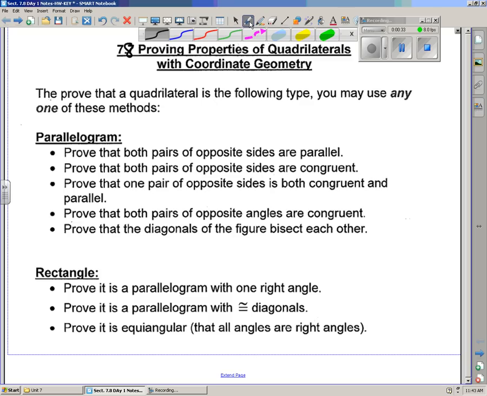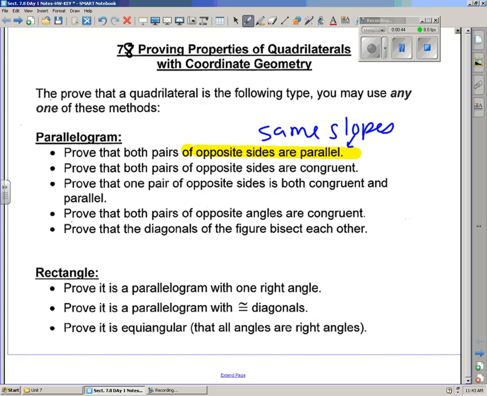And if you're trying to prove opposite sides parallel, well, you should recall that in terms of our formulas, if you have the same slopes, you know lines are parallel. So to find parallel lines, you're going to look for slopes. If you want to prove opposite sides congruent, that means they've got the same length. And to find the same length, you would use the distance formula. And then you could also prove that one pair of opposite sides is both parallel and congruent, so you use one of each formula. You could prove that opposite angles are congruent, and then you could also prove that diagonals of a figure bisect each other.